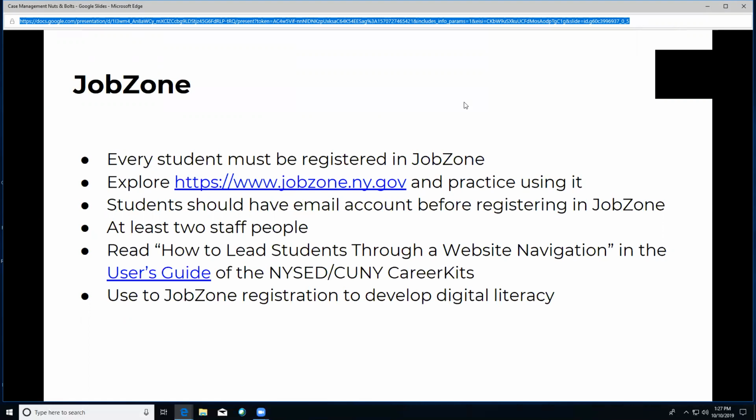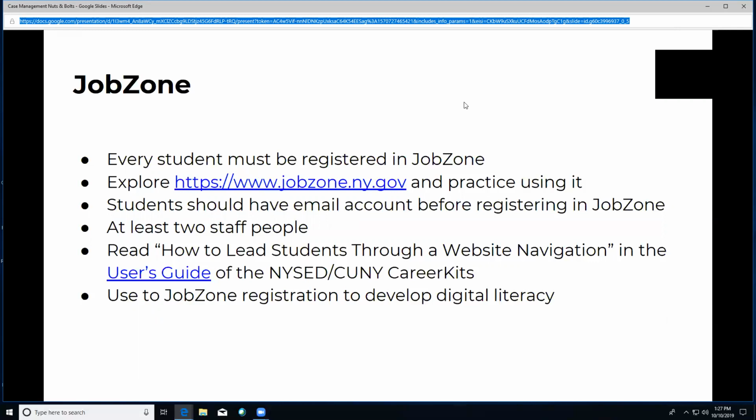We've been told by campuses who have already started doing this that it's easiest if students already have an email account before you do the activity where they register in Job Zone. So you may have them go to the computer lab, set up a free email account, make sure to write down the username and password, and maybe practice using it by sending you an email before they register for Job Zone.